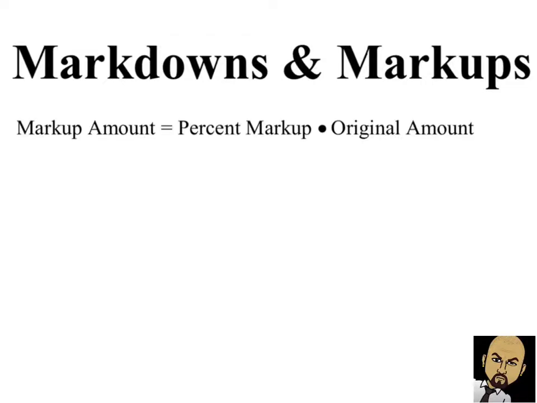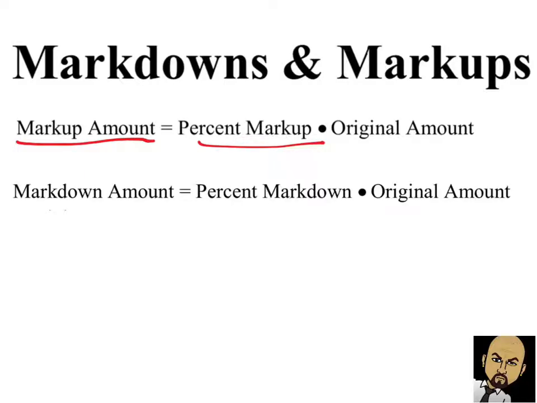Alright, this video is going to be on using equations, specifically percent equations, to find markdowns and markups. And you're going to need to memorize two equations. The equation for markup is the following. The markup amount is equal to the percent markup times the original amount. For a markdown, the equation is the markdown amount is equal to the percent of the markdown times the original amount. And notice how the markdown percent and the markdown amount correspond to each other.